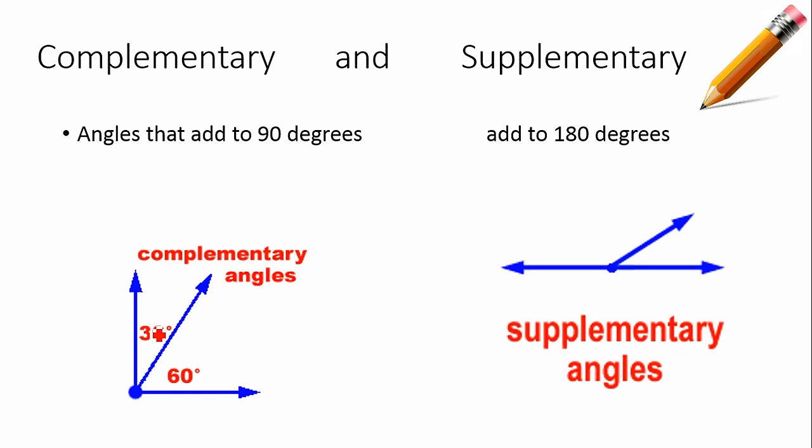So notice here I have two complementary angles. I have a 30 and a 60. They add together to make 90. They are complementary. Over here, maybe put some numbers in this picture, 120, 60. They add to make 180.